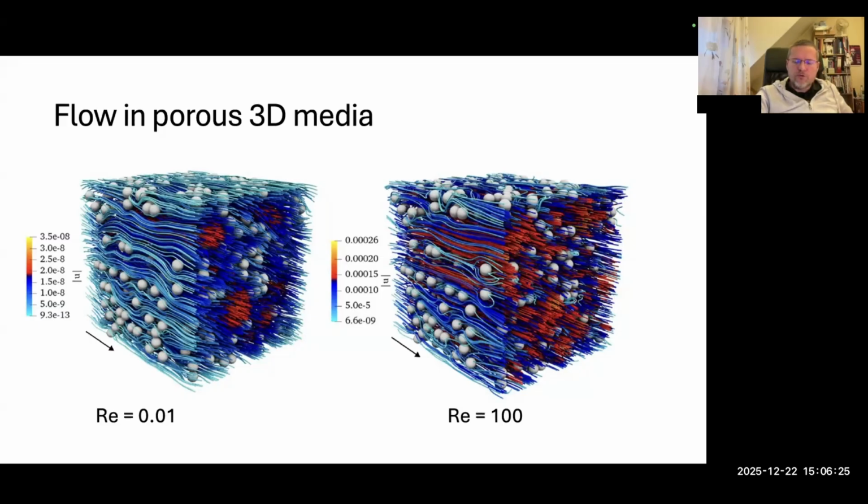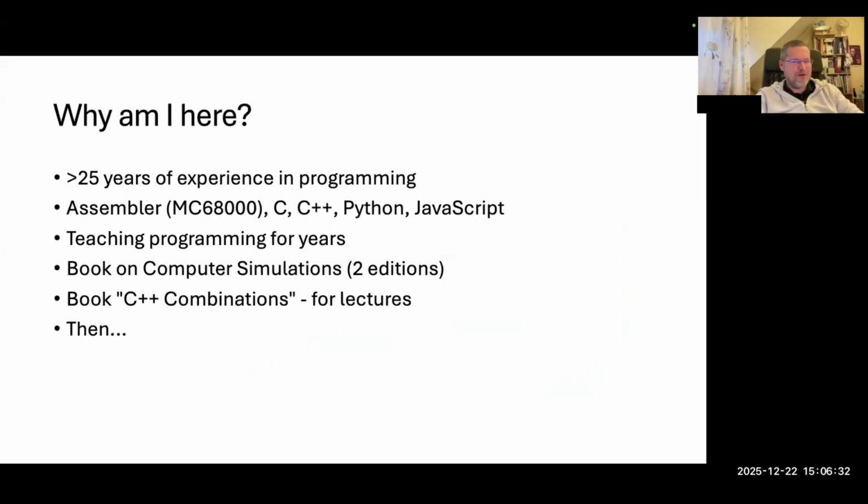I'm showing this to show you the origin of all the thoughts that I have in my mind now. And the reason I'm here and I'm trying to give you this talk is that I have a lot of experience with programming. So I'm originally a programmer. I was always working with assembler, C, C++, Python, JavaScript. I'm teaching programming. I also wrote a book about computer simulations and about C++. And this is not to show off. This is more to settle myself because I want to cover some message today. And the message is quite big. So I think it's important for you to understand that I know a bit about programming.